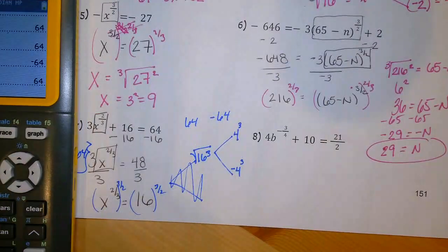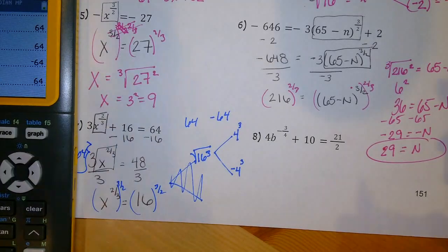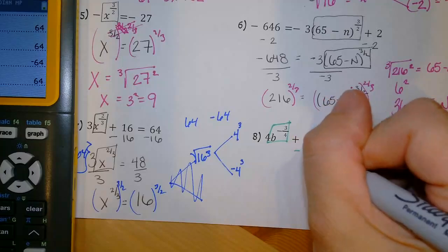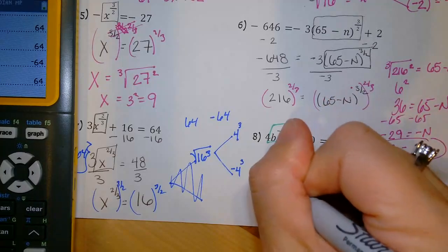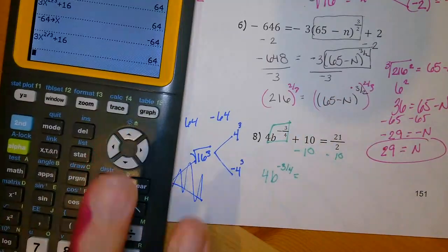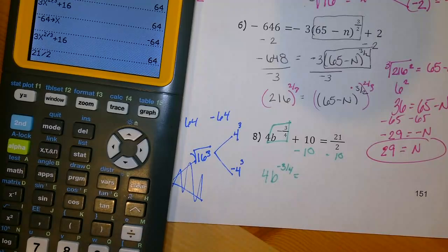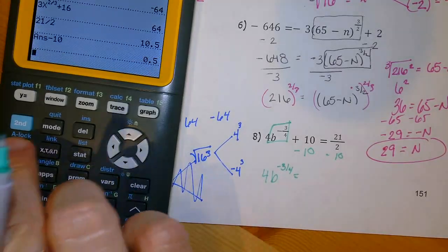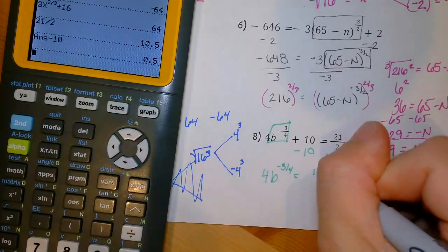All right, well, we're killing it. We're moving to the last problem. Doing great. Again, my goal is to get this exponent base by itself. So first thing I'm going to do is subtract 10. So 4b to the -3/4 equals, if you don't know that, 21/2 minus 10 should get us 1/2.